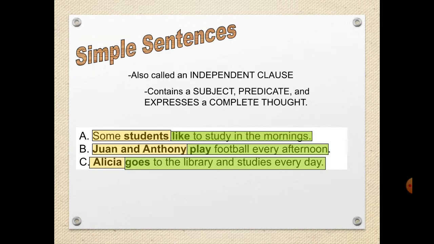So let's look at the first one, which is simple sentences. Simple sentences are also known as independent clause. Alright, so simple sentence is equal to independent clause. A simple sentence or an independent clause contains a subject and a predicate, or a subject and a verb, and it expresses a complete thought or idea.